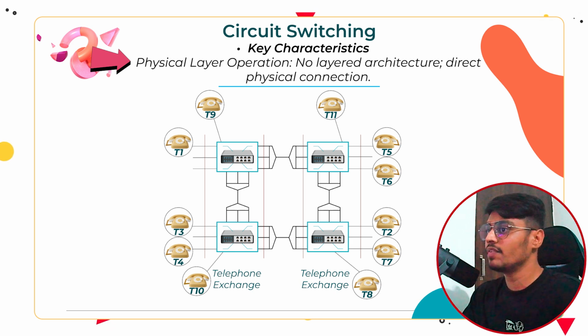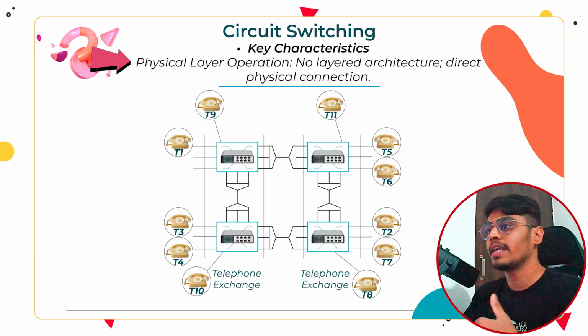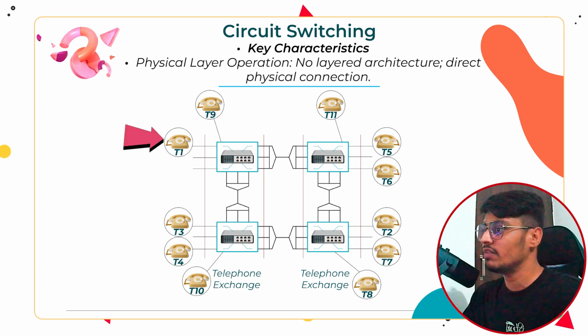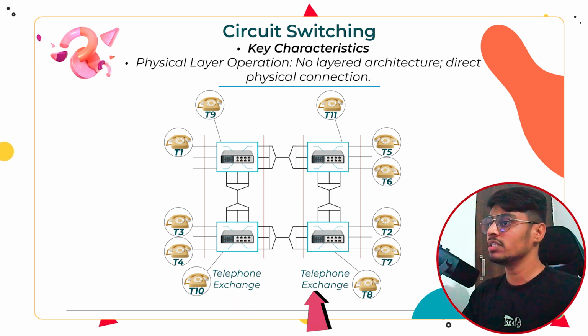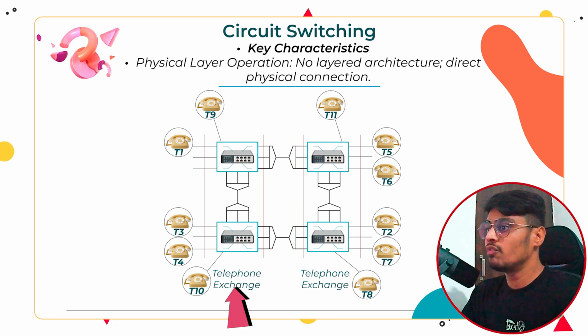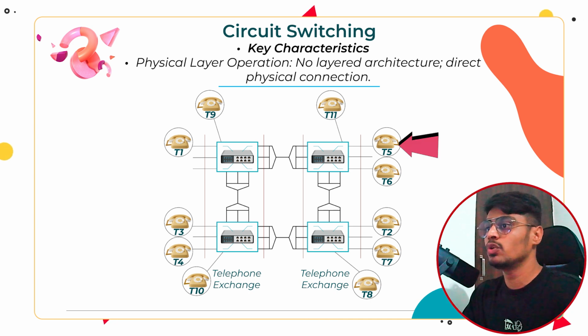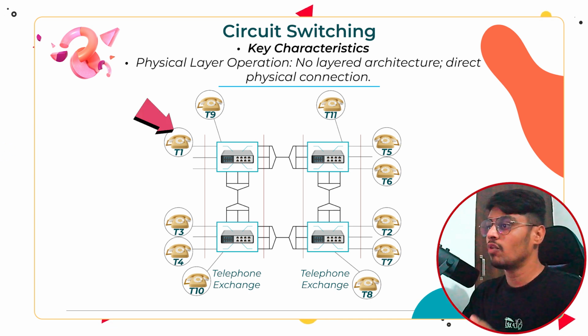When you pick up the receiver, establish a connection and start talking, you are directly operating at the physical layer. In circuit switching there is no concept of layers. A physical connection must be established between devices. Let's see how this connection works. Let's say T1 is connected to a telephone exchange, and our landline telephone is connected to this exchange. This exchange in our city is connected with another city's exchange, which is connected to the person we want to talk to. Let's say T1 wants to talk to T5.